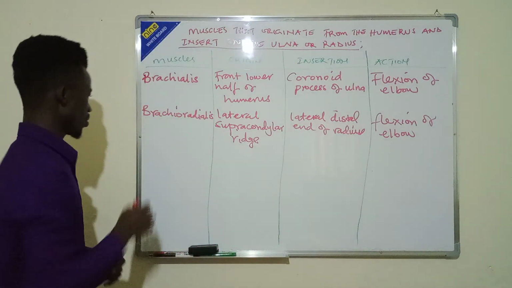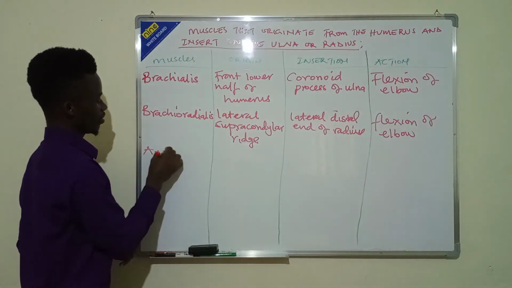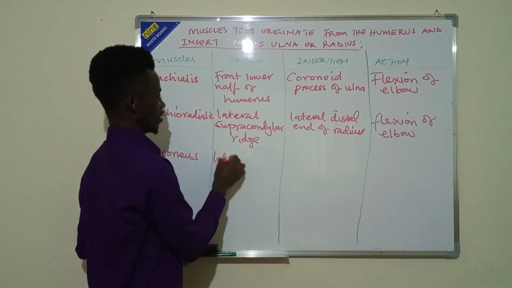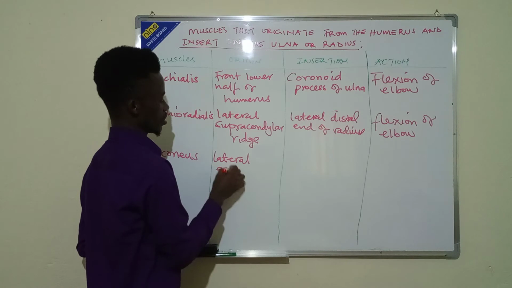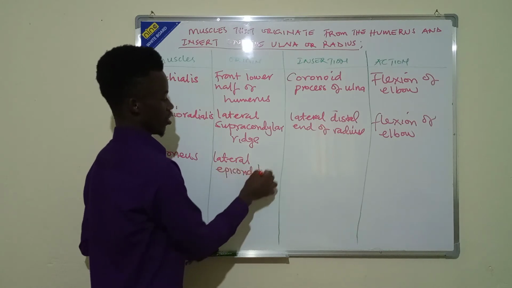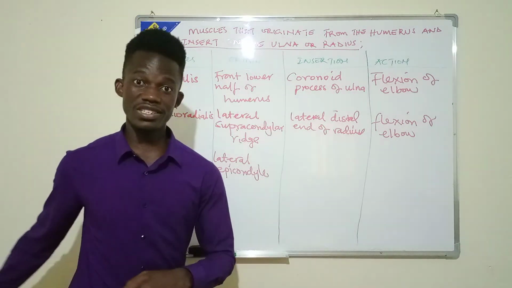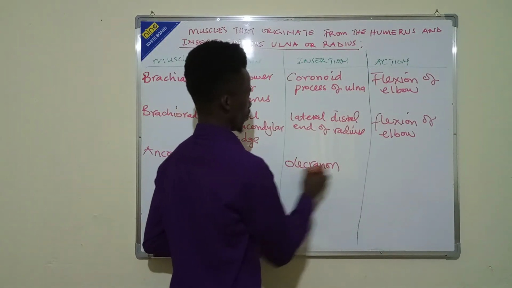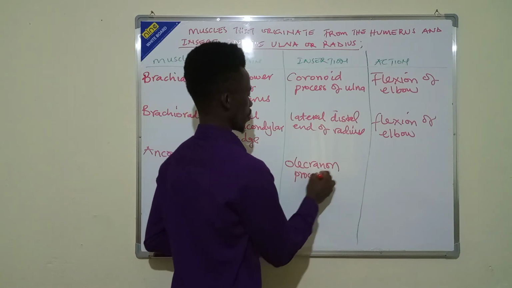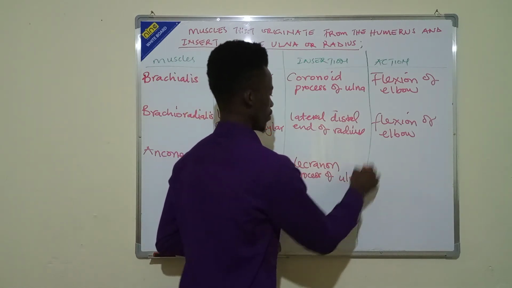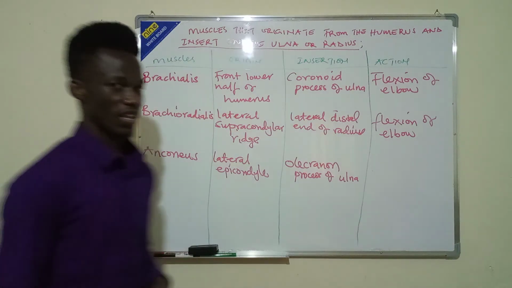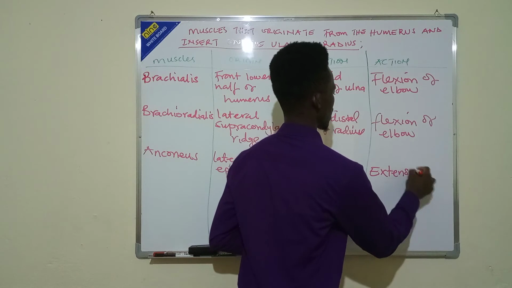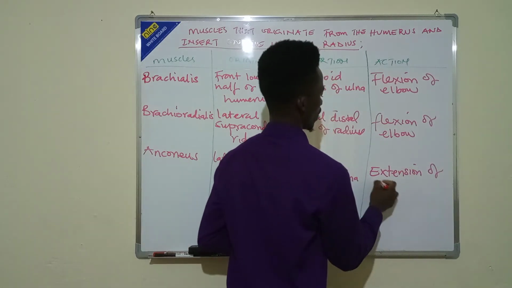Then another muscle is known as anconeus. Anconeus is a small muscle that originates from the lateral epicondyle of the humerus. And where does it make its insertion? Onto the olecranon process of the ulna. And what's the purpose of anconeus? Anconeus is responsible for extension of the elbow.